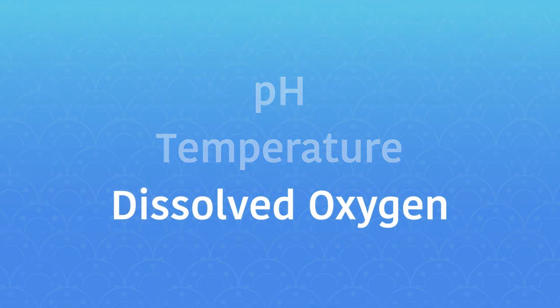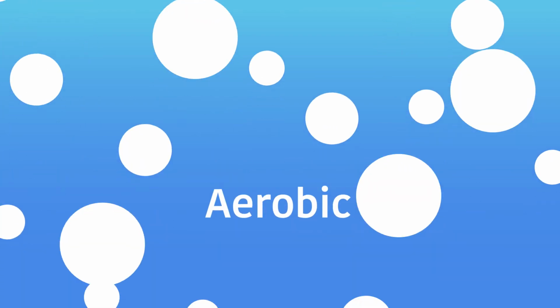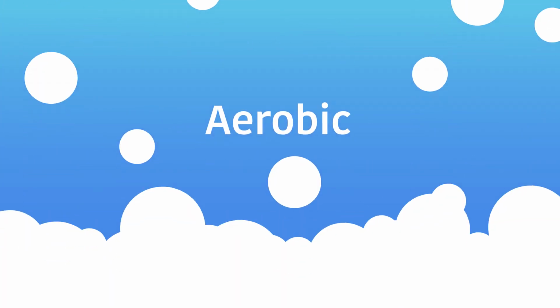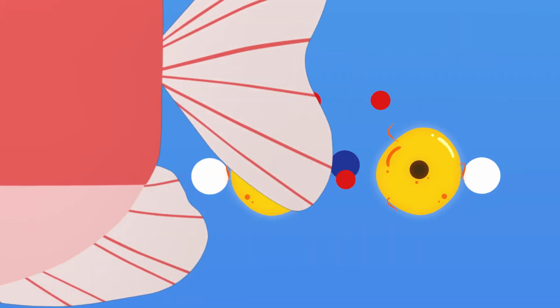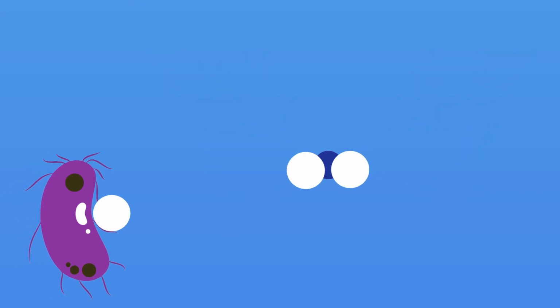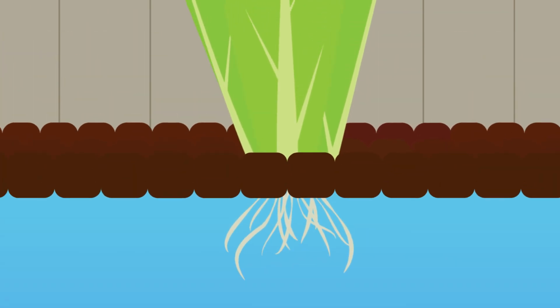Finally, to maintain the health of an aquaponics system, the system must be in an aerobic state, meaning that there's plenty of dissolved oxygen in the water for your fish, bacteria, and plants to breathe. Oxygen is also a key component in nitrification and helps plants absorb nutrients.